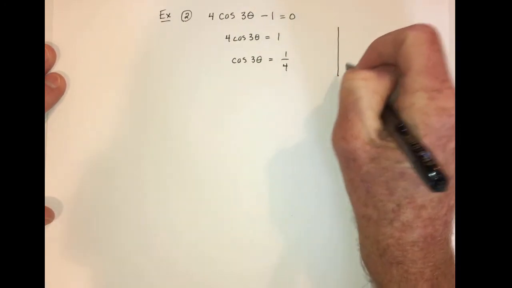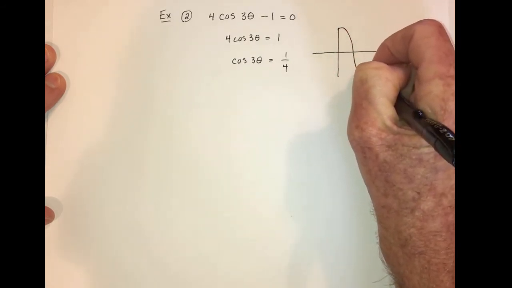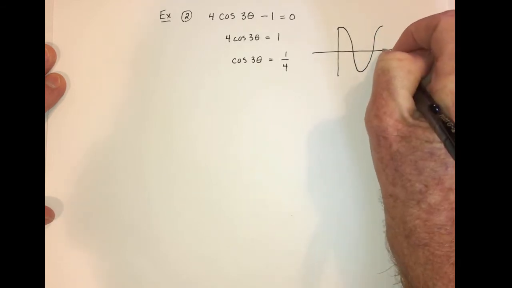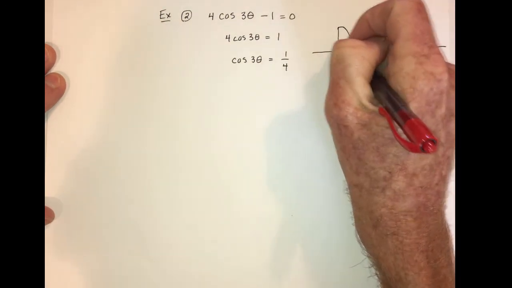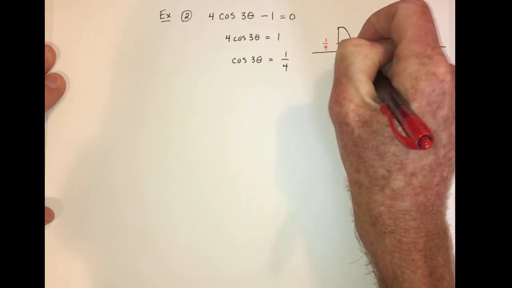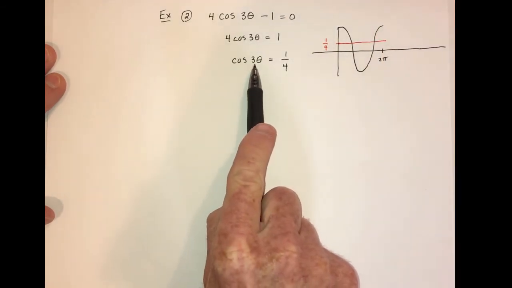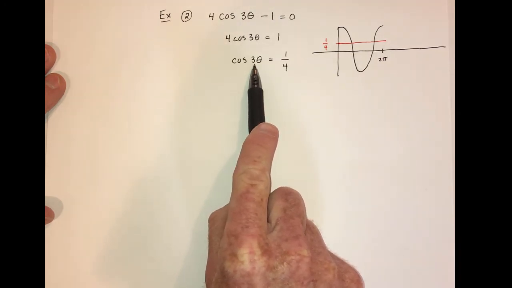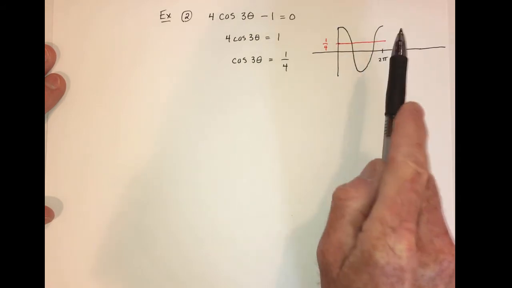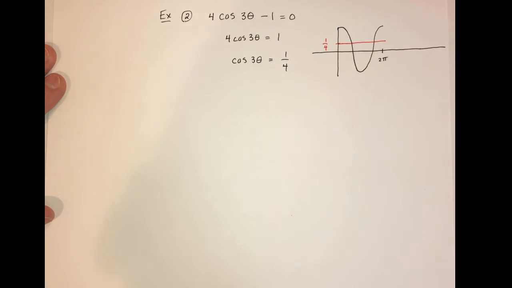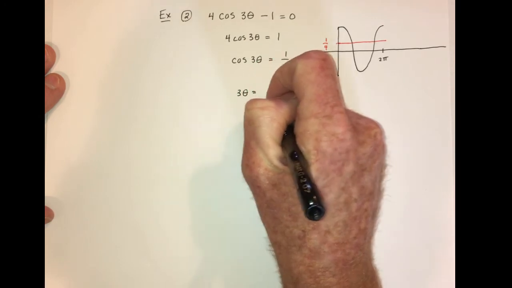So this is saying, if you look at the cosine function from 0 to 2 pi, and you draw a line where y is equal to 1/4, then there would be 2 solutions. But that's if this just said theta instead of 3 theta. Because of the 3, we need to multiply the number of solutions by 2, so there's actually going to be 6 solutions.